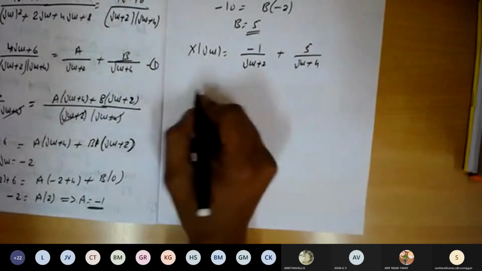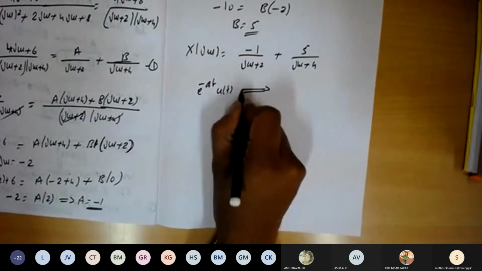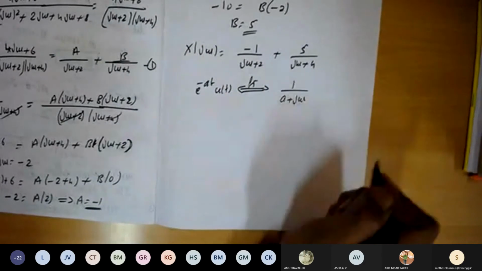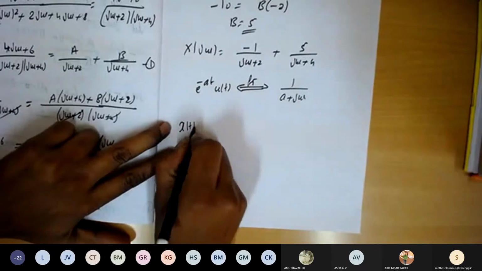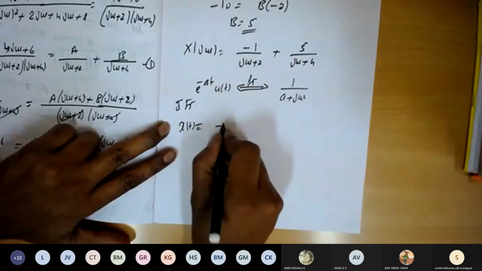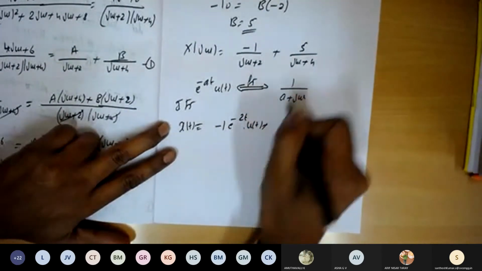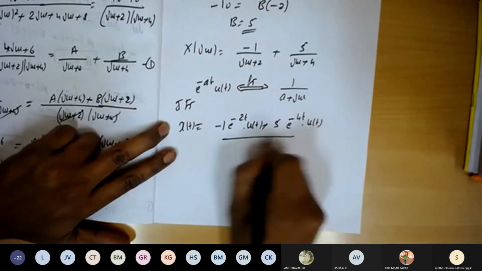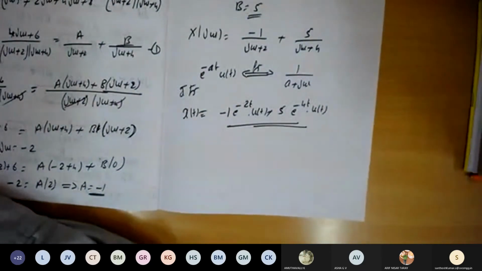We'll take the inverse Fourier transform. So we know the Fourier transform of e to the power of minus a t into u of t is nothing but 1 divided by a plus j omega. So accordingly, we'll take the inverse Fourier transform. It has become minus 1 into e to the power of minus 2t into u of t, plus 5 into e to the power of minus 4t into u of t. So this is the inverse Fourier transform of the corresponding function.